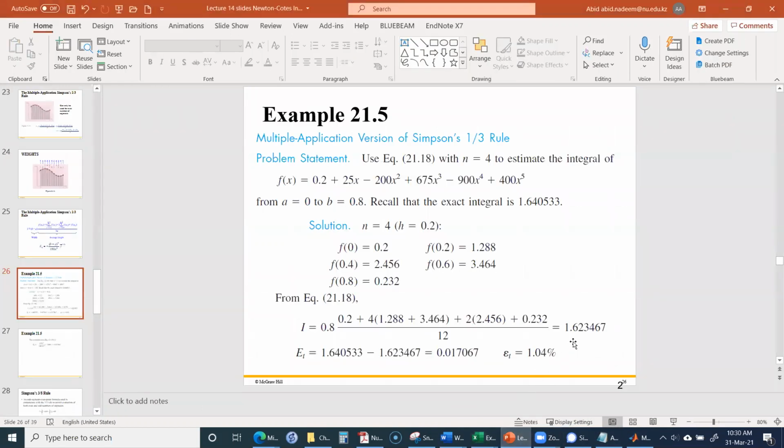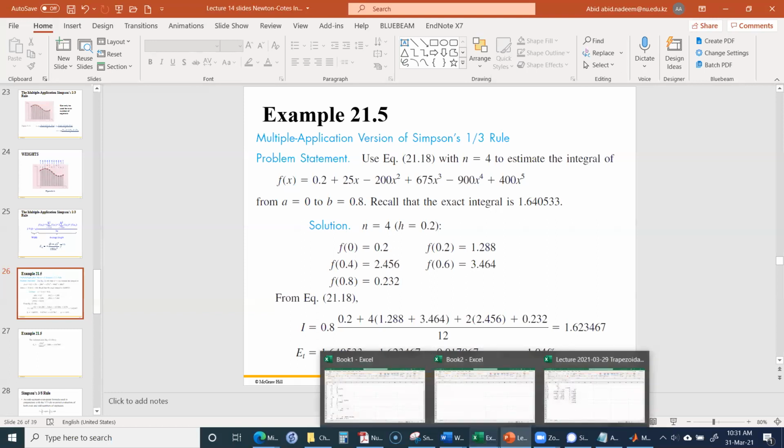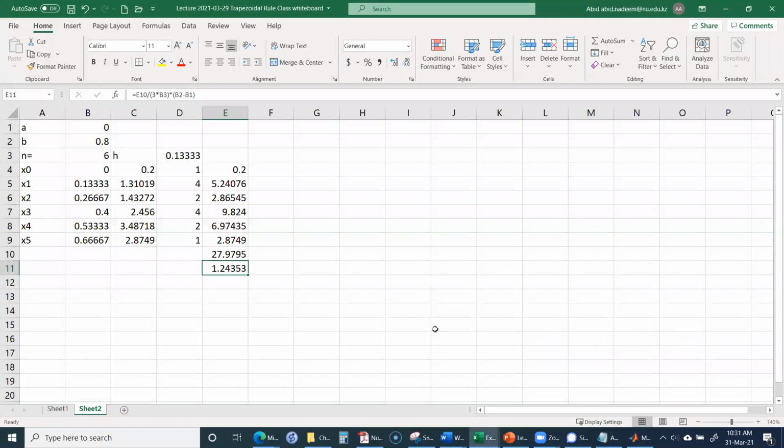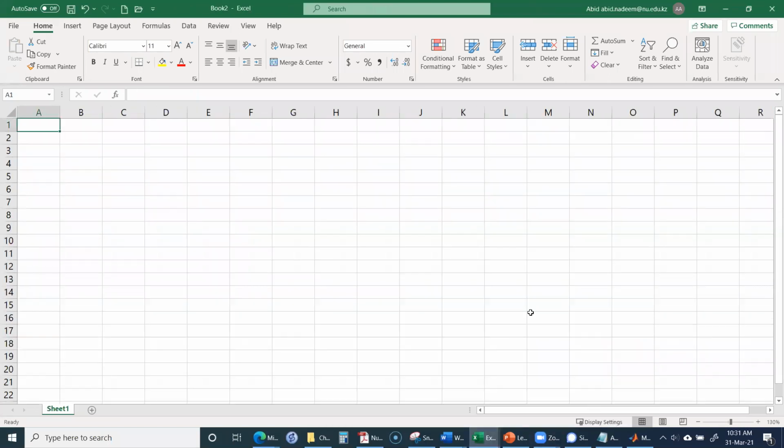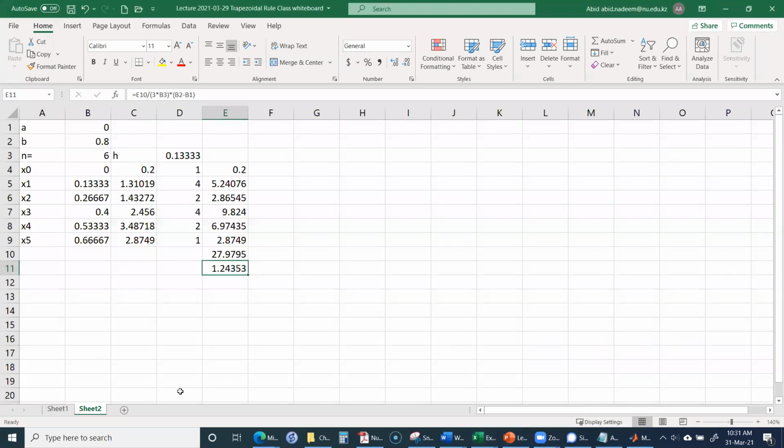So here it is. Here we got the answer of 1.623, but we did not get the more accurate value, because our answer should be more accurate than this, because we are using n is equal to 6. So maybe we are making a mistake. So what is the mistake which I am making? That we will need to see.